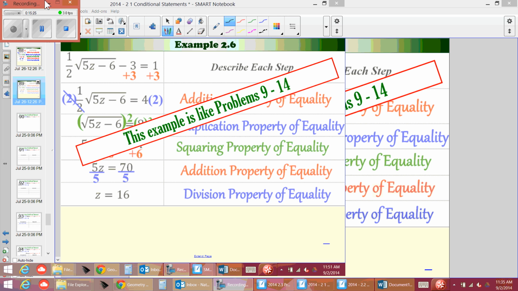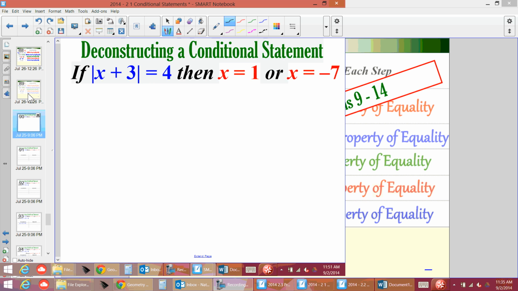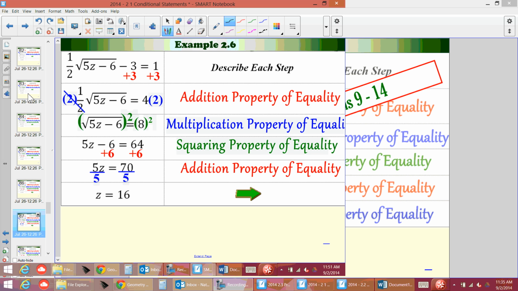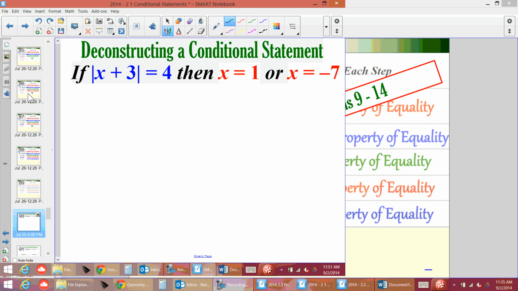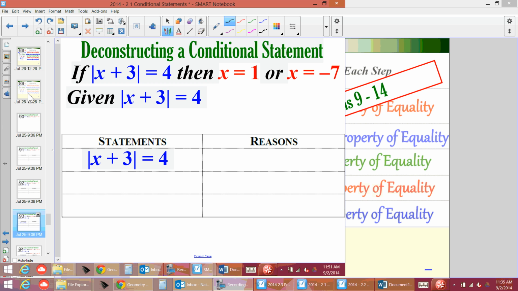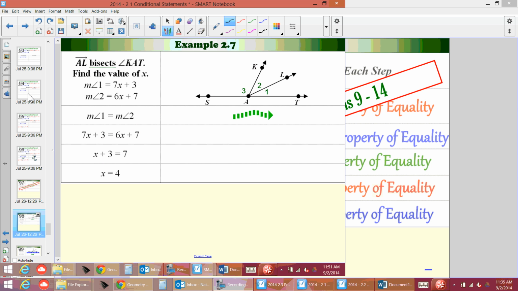All right, so real fast, we got to finish this off. We talked about squaring, adding 6, dividing by 5, division property of equality, just like those examples. Now, if I say if this, then that, that's deconstructing it. We start off with here as the given, and then this becomes the proof. We got to prove that's true, and we got to show reasons for why and how we get there. We'll talk about that again later. Right now, let's go over here.